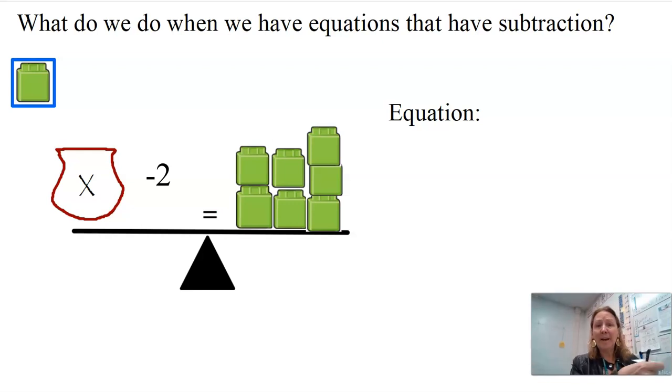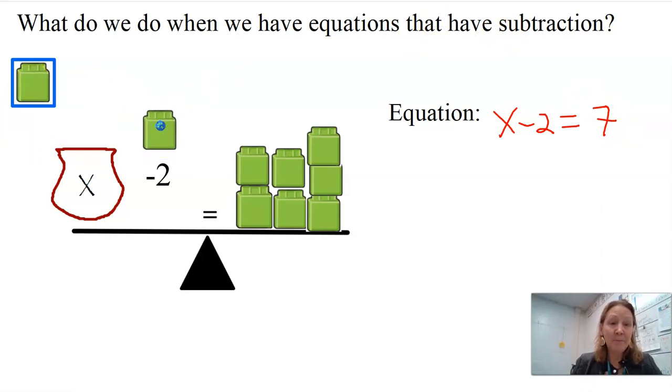So now what do we do if we have equations that have subtraction, right? Well, again, we're going to do the opposite. So now what I want to do is I want to look at the side with a variable. I'm going to write the equation. This is now a -2. So I have x minus 2 equals 7. So what I'm going to do this time is I'm going to add 2 to both sides.